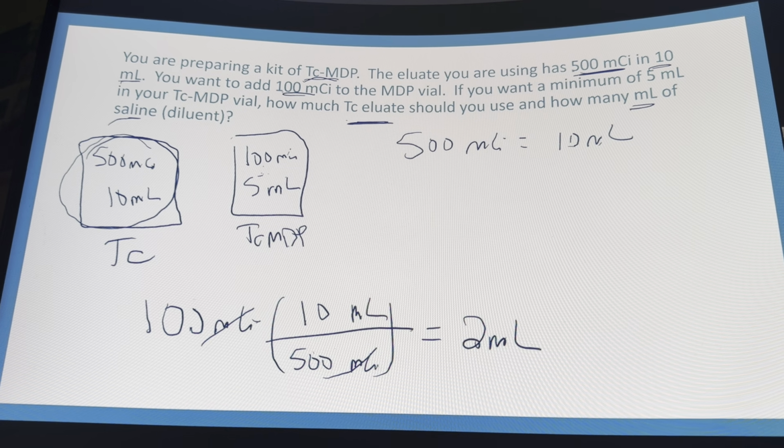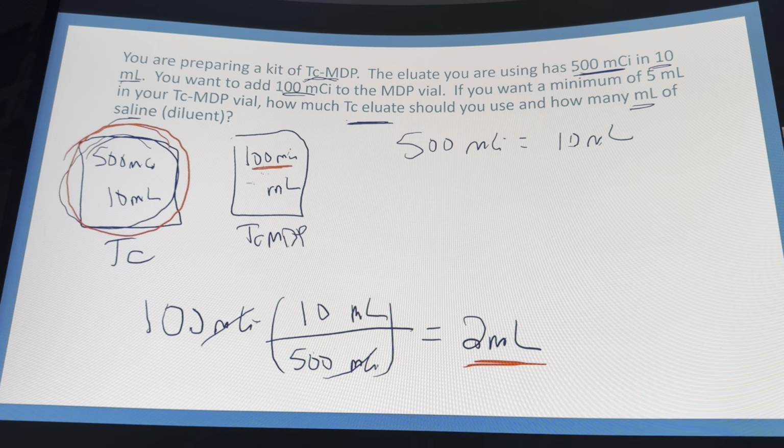That means if I pull 100 millicuries out of my Tech eluate, it equals 2 mLs. So now I have 100 millicuries and I have 2 mLs, but I want a total of 5 ml. Well, the second part of the question is, how many mLs of saline, diluent, do you want to put in? If I have 2 mLs in there, I need to add 3 more, so I have 5 ml.